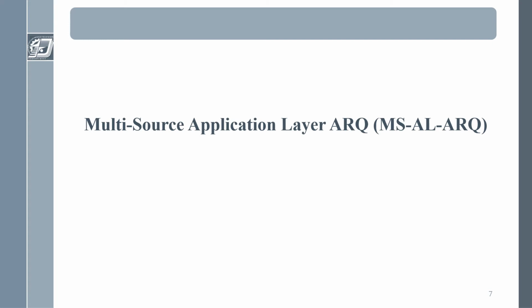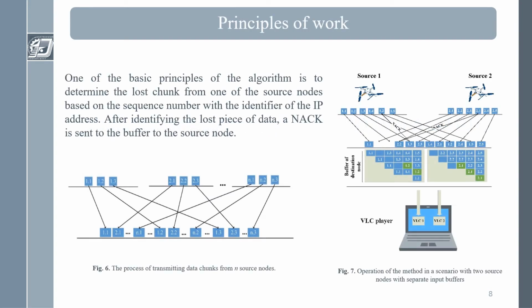One of the basic principles of the algorithm is to determine the lost chunk from one of the source nodes based on the sequence number with the identifier of the IP address. After identifying the lost piece of data, an ARQ is sent to the buffer of the source node. And we developed two types of MS-ARQ: for common input buffers, as shown in Figure 6, and with separate input buffers, as illustrated in Figure 7. I would like to explain.